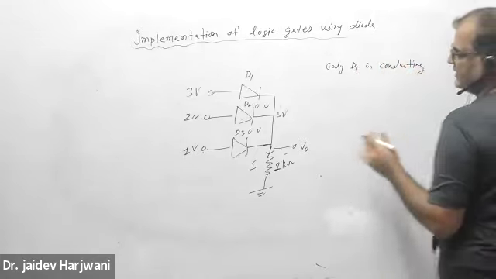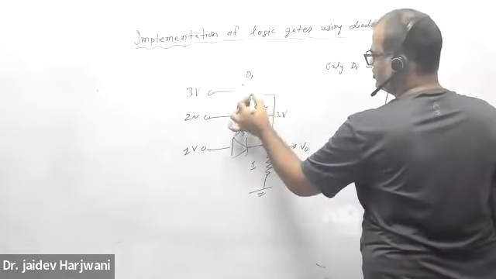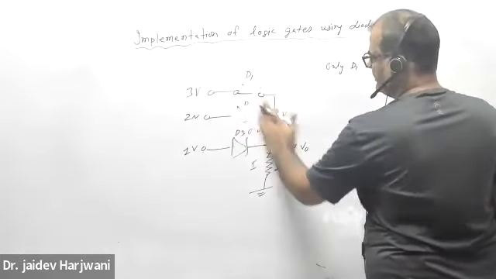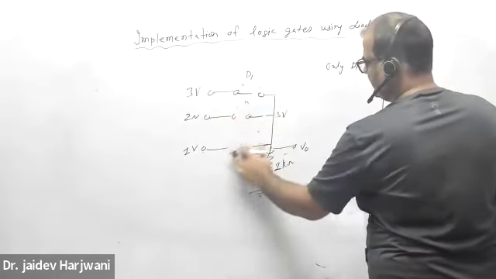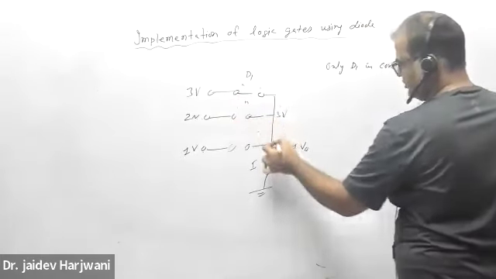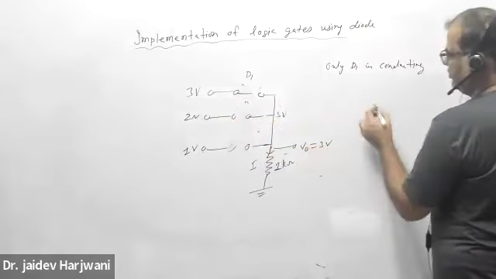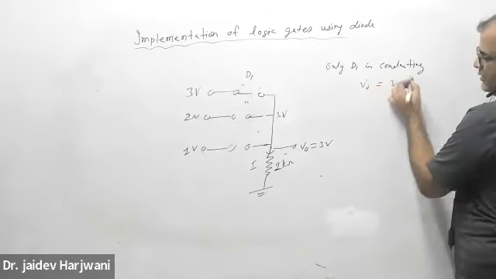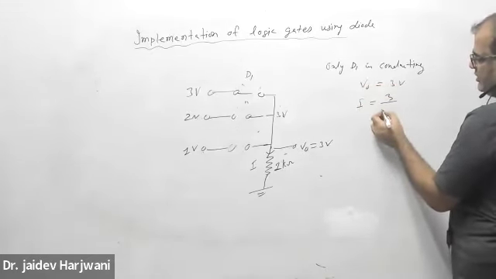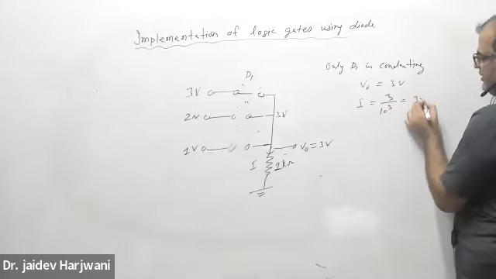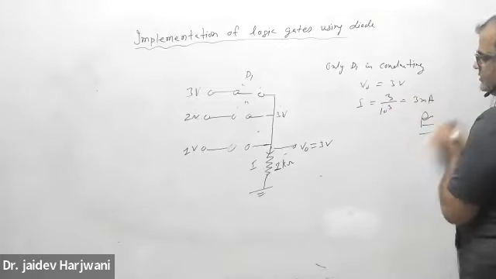And when D1 is conducting, this becomes short, this become open, this become open. So now this V0 become 3 volt, and the current I become 3 upon 1000, that is 3 milliampere. This is the answer.